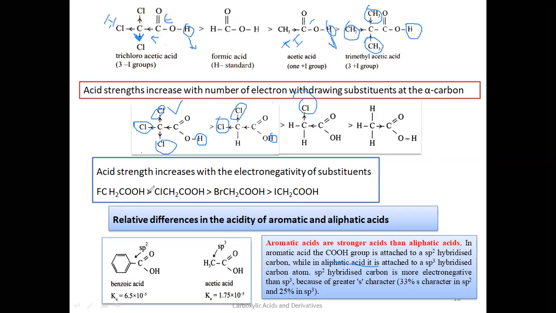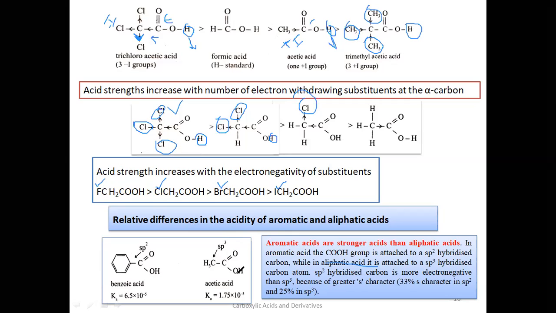If fluorine is there, it is more acidic than chlorine, and then bromine, then iodine. So whenever a substituent like fluorine is there, it is more acidic. Then the chloro substituent, then bromo substituent, then iodine, because fluorine is more electronegative. It can pull the electrons very strongly between these two. Then chlorine can pull electrons more strongly than bromine, which can pull electrons more strongly than iodine. The reason is electronegativity. Now let us see the acidity between aromatic and aliphatic.